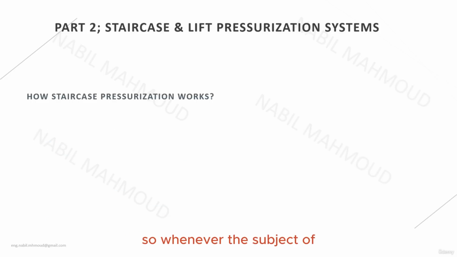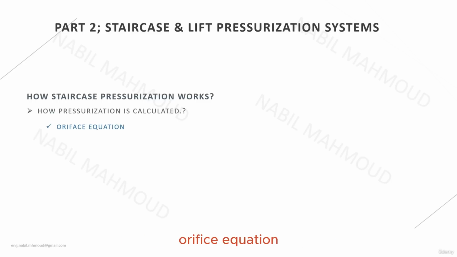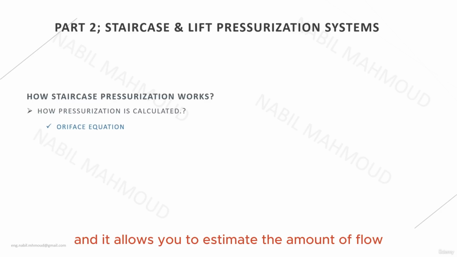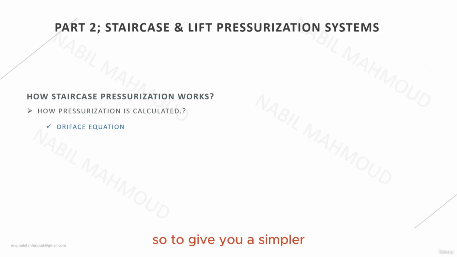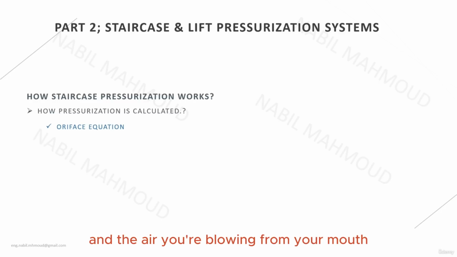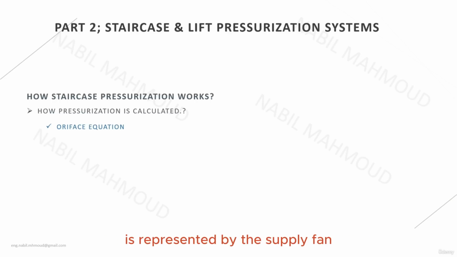So whenever the subject of staircase pressurization is opened, you will find yourself talking about the orifice equation. The orifice equation is the main equation used in staircase pressurization, and it allows you to estimate the amount of flow you need to supply into a certain space, or in our case into the staircase, in order to maintain a pressure difference of a specified value. To give you a simpler definition of the orifice equation, staircase pressurization is similar to blowing air into a balloon. The balloon in our case is the staircase, and the air you are blowing from your mouth is represented by the supply fan that is supplying air into the staircase.